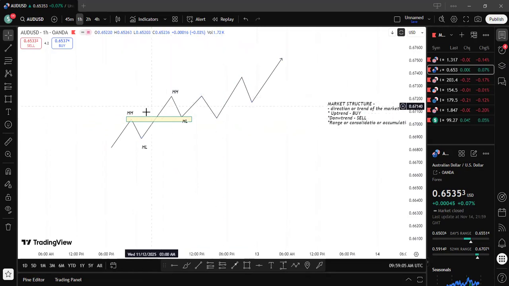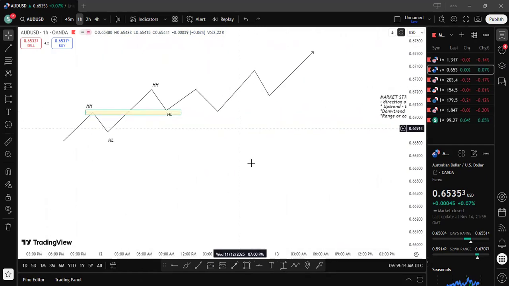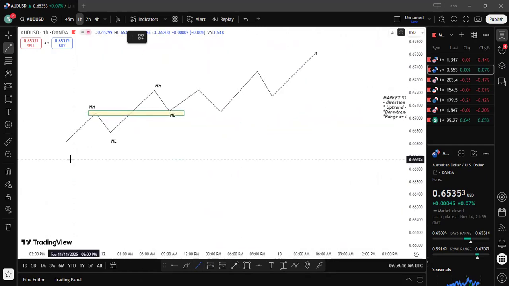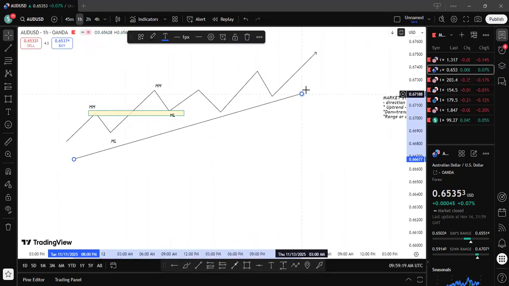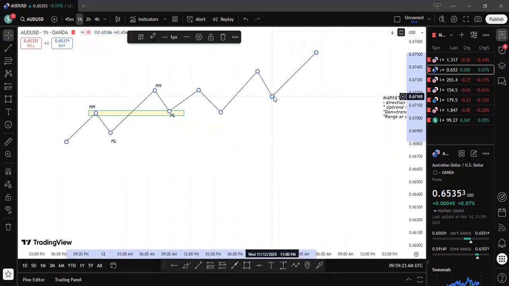And let's see this higher high. This is a high, this is a high, but this high here is higher than the previous high. Do you get it? So this is basically how an uptrend looks. If you can see the overall trend of the market, it is to the upside. Can you see that? So we can say the market is in an uptrend.